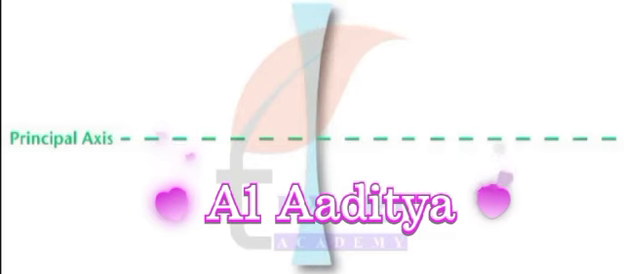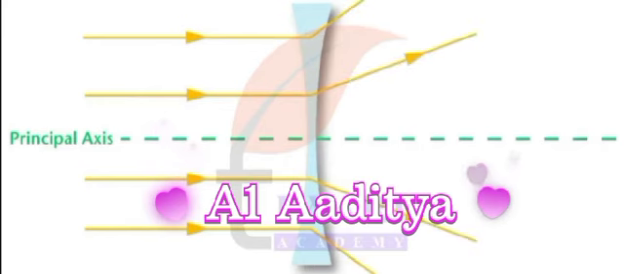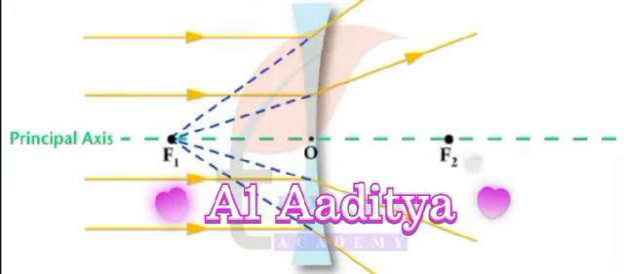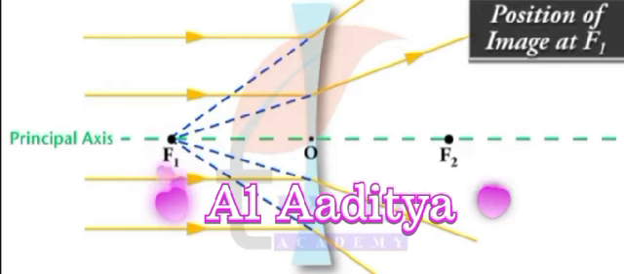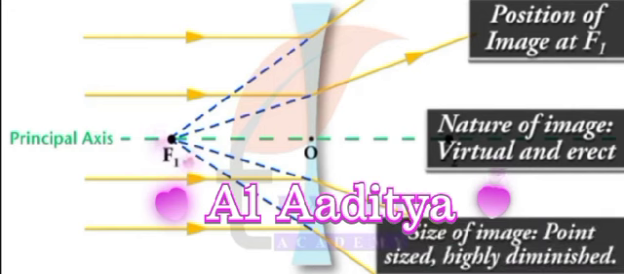Object is at infinity. A highly diminished point-sized, virtual and erect image is formed when object is at infinity by a concave lens at principal focus f1. Position of image at f1. Nature of image virtual and erect. Size of image point-sized, highly diminished.